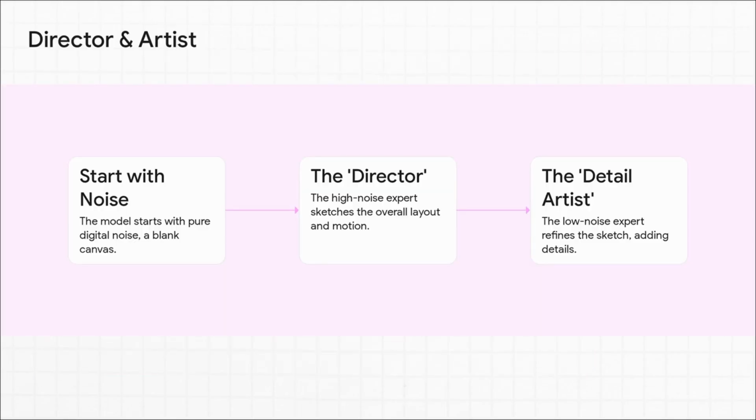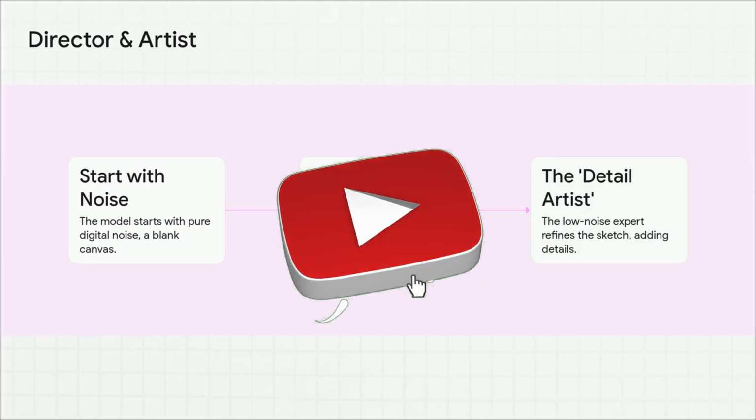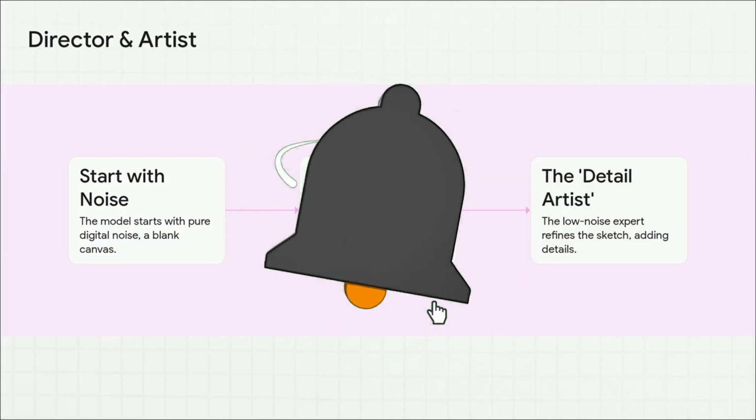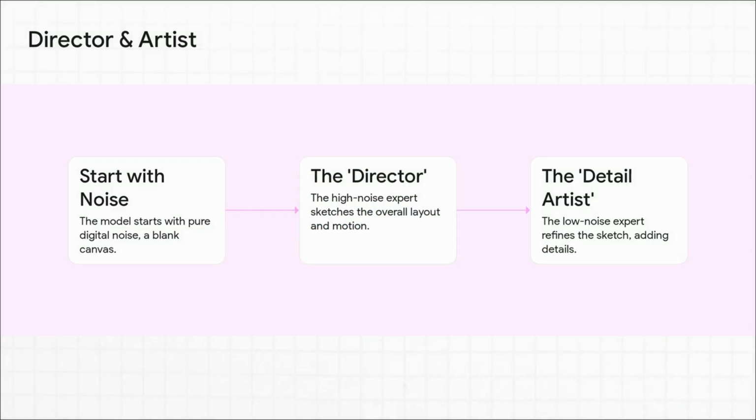Every video starts as pure digital noise. Think of it like a completely blank, staticky canvas. In the early stages, when it's all just chaos, the first expert, we'll call it the director, jumps in. It looks at all that noise and starts sketching out the basic shapes, the flow of motion, the whole vibe of the scene. Then, once that rough sketch is in place, it tags in the second expert, the detail artist. This one comes in and just goes to town, refining everything, adding all the crisp textures, the sharp edges, and the final polish that makes it look real.